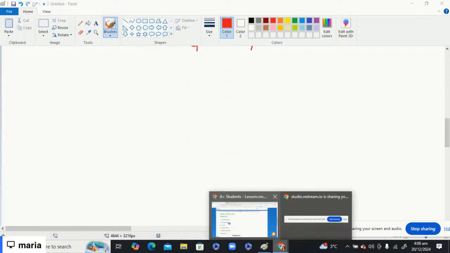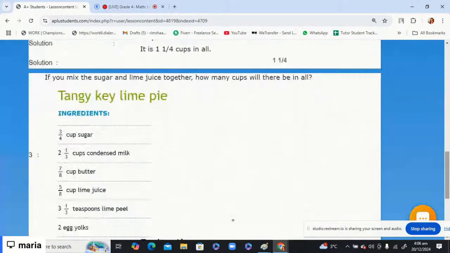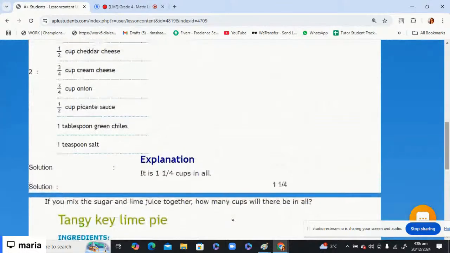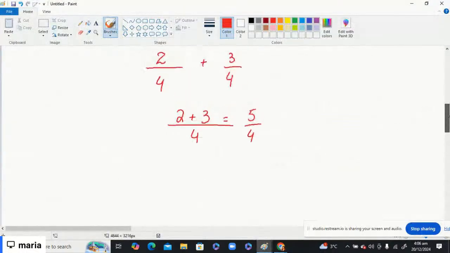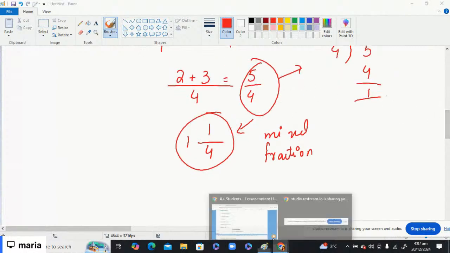So now the next question, and they are saying that it's 1 into 1 by 4 cups in all. If you divide, convert 5 by 4 into a mixed fraction. 5 goes inside, 4 is outside. 4 times 1 is 4, 1 is left. So you put the 1 into 1 by 4. This is also the answer. And if they ask to convert into the mixed fraction, you choose this method as well as division and then write the answer. Okay, this is for the simple and this is for the mixed.